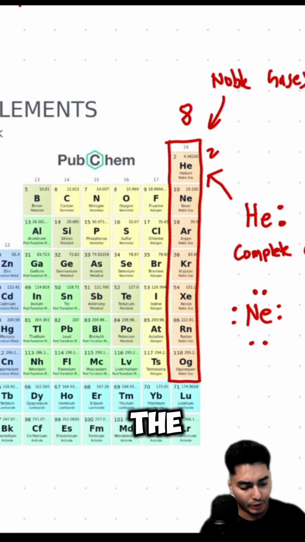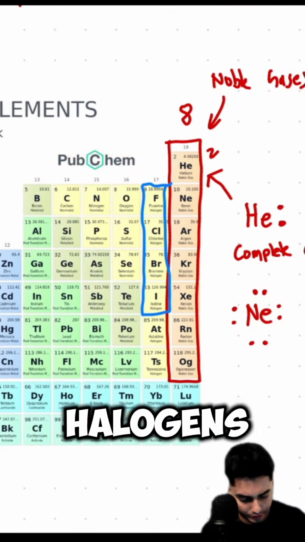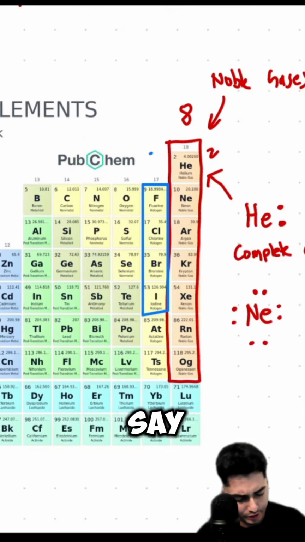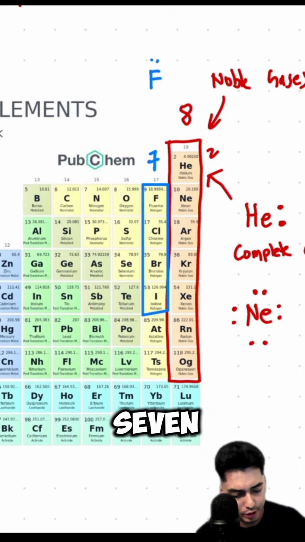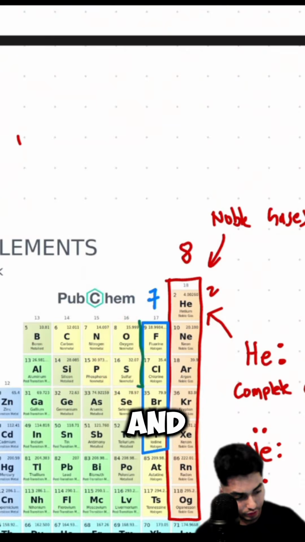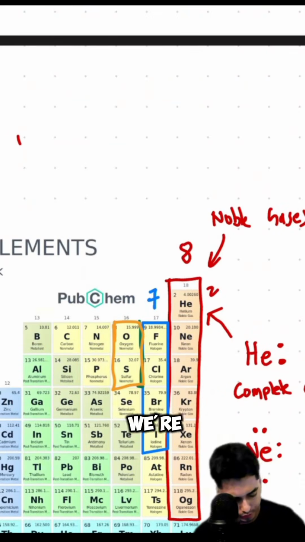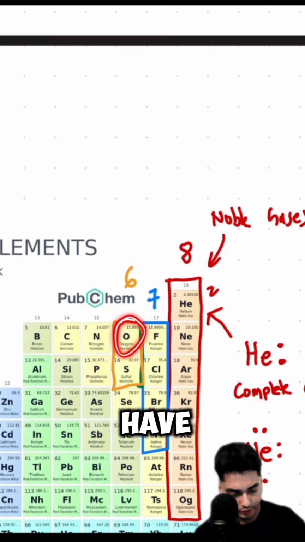So next, we have the halogens here. What I mean by subtract 1 is these are the halogens, and we're going to say that these have 7. For example, fluorine lives over here. Fluorine has 7: 1, 2, 3, 4, 5, 6, 7. Next, we're going to have oxygen and sulfur. Oxygen and sulfur, we're going to subtract 1, so we're going to go 6 right here for oxygen and sulfur. So oxygen is going to have 6 valence electrons.